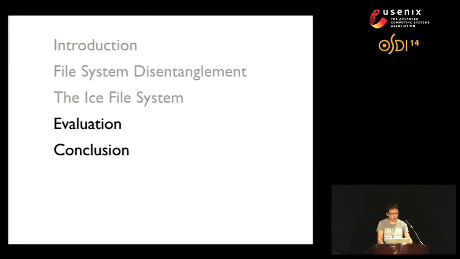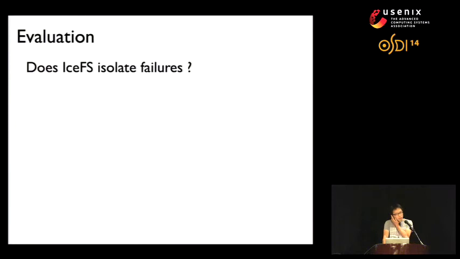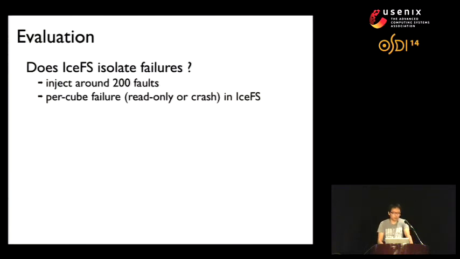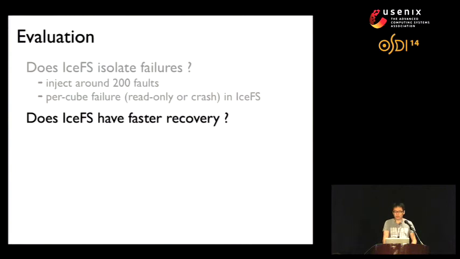Now I show some very simple evaluation results. So we asked several questions. The first question we ask is, can IceFS provide isolated failures for different files? So we inject about 200 faults, including metadata corruption, metadata read IO failure, metadata write IO failure, pointer failure, and memory allocation failures. We inject to one of the cubes in IceFS, compared with injecting to random data in ext3. So basically, we can have a per-cube failure mode. Like we can have one cube as read-only, and we can still write to the rest of the file system.